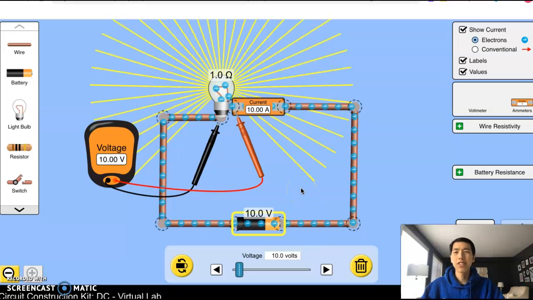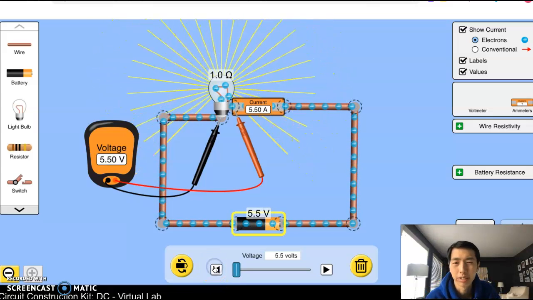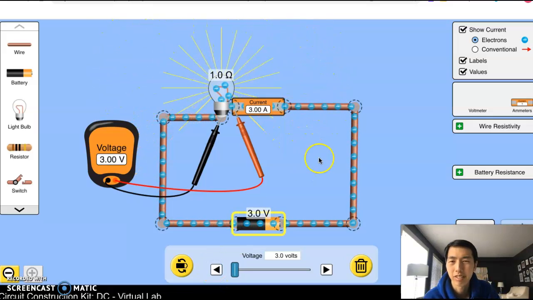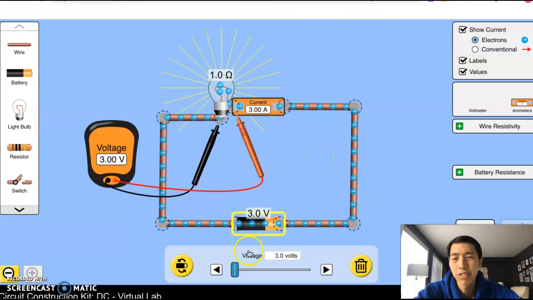Now they're going really fast, actually 10 times faster than when it was just at 1 volt. And the ammeter says 10 amps there. Okay, I'm going to bring it back down to 3. So I've got 3 volts and 1 ohm, and that's producing 3 amps.